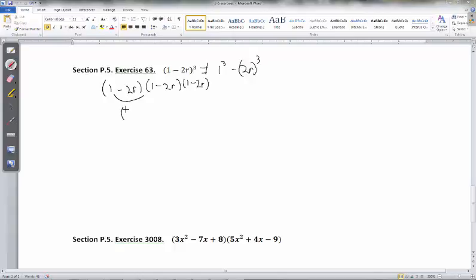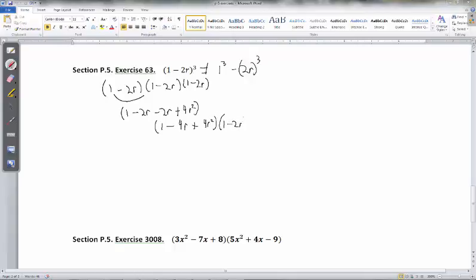1 times 1 will give me 1. 1 times minus 2r will give me minus 2r. Minus 2r times 1, minus 2r. And minus 2r times minus 2r will be plus 4r squared. Simplify that one more step. I have 1 minus 4r plus 4r squared.